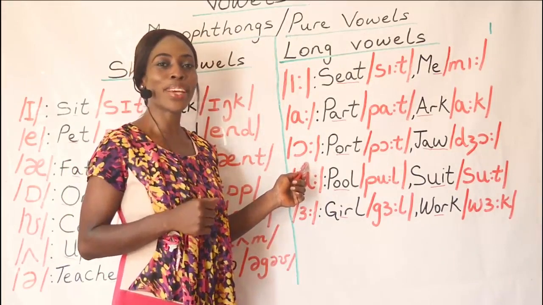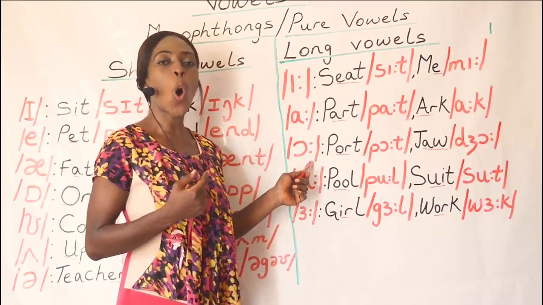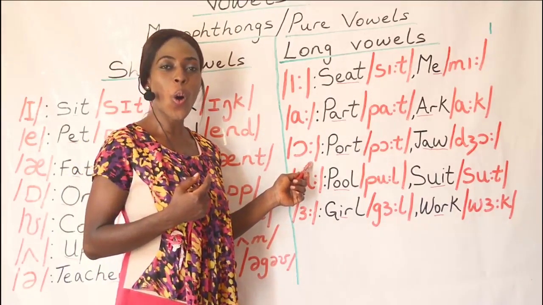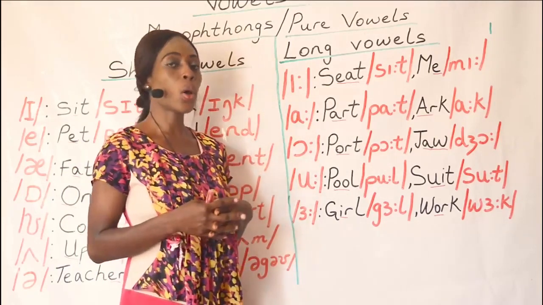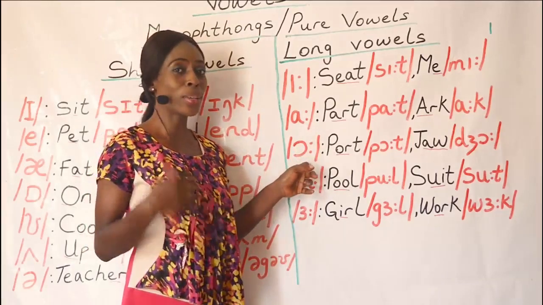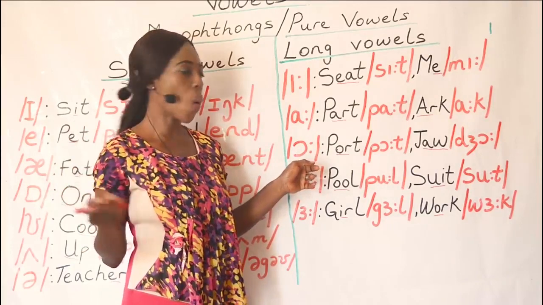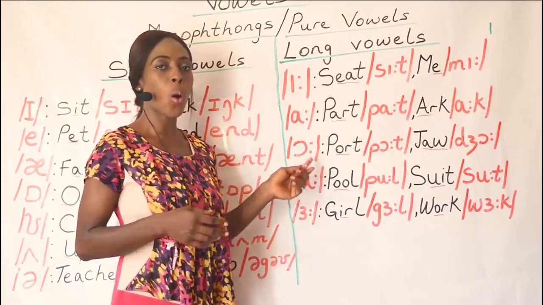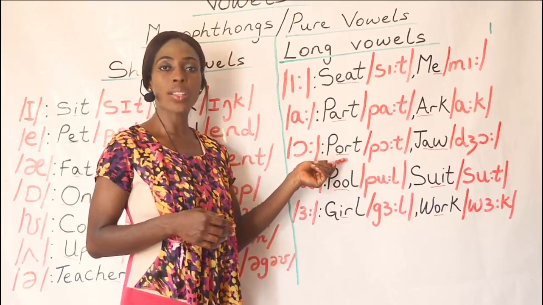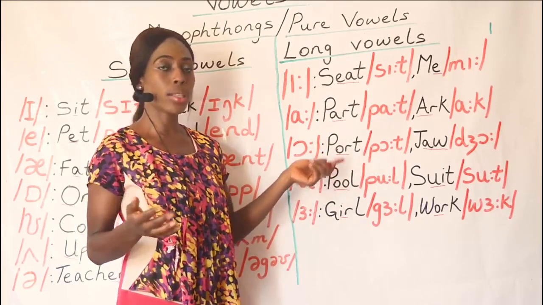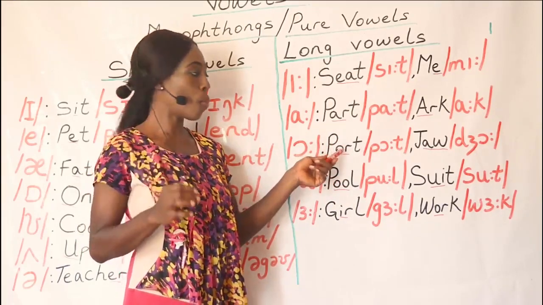The next vowel is, from the shape of my lips, you can tell it is a rounded sound. So the sound is O. It is the sound produced with the lips in rounded position. So when you see the sound, just think of the two-letter word O-R. That's this sound. We have it in port. Seaport. Or airport.